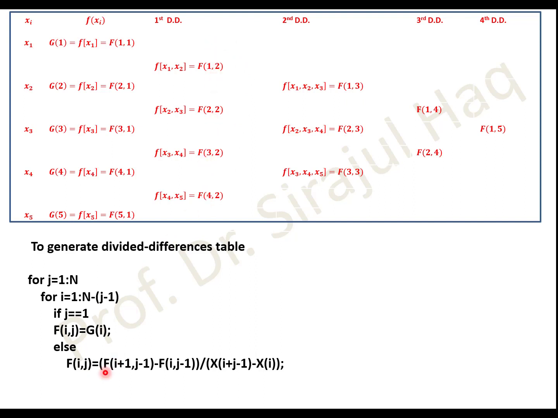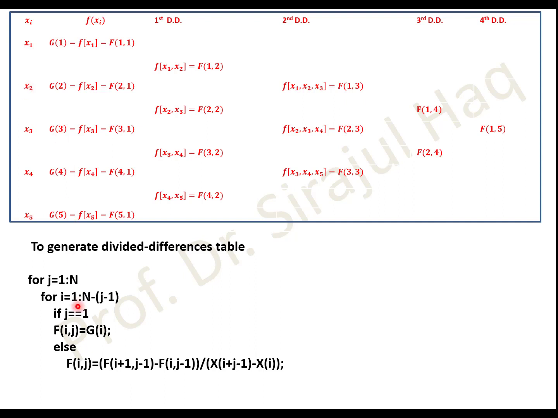I is equal to 1, I discussed. When i is equal to 2, I am looking for this value. This value is equal to f of 3, 1, which is this value, minus f of 2, 1, which is this value, divided by i plus j, 4 minus 1, x3 minus x2, which is the definition of the divided differences.